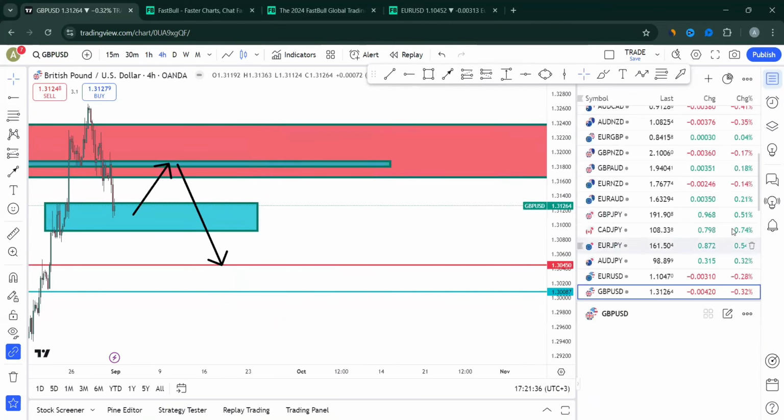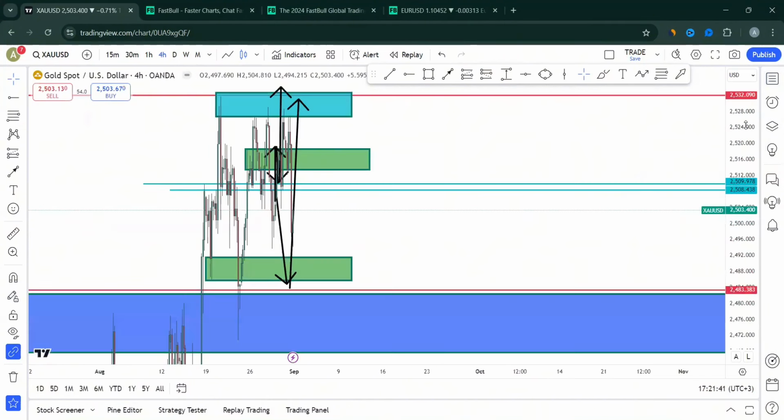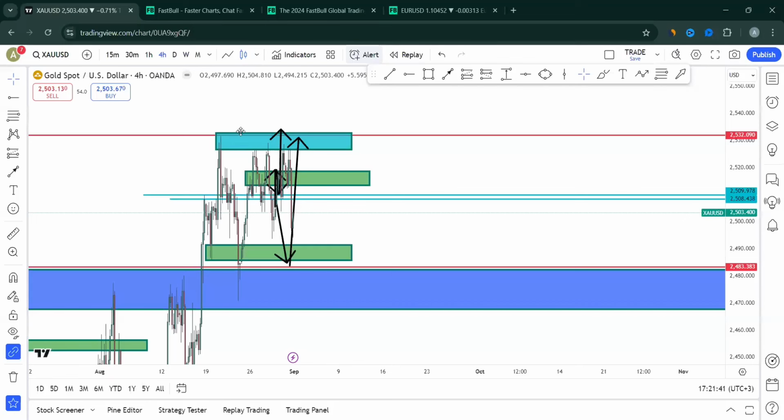Now, let's go to the other one that most people trade, which is gold, okay? Now, gold also did the same thing. We wanted it to come and give us this double top here, which it did. It gave us many opportunities to trade. That's why I prefer you guys being independent.